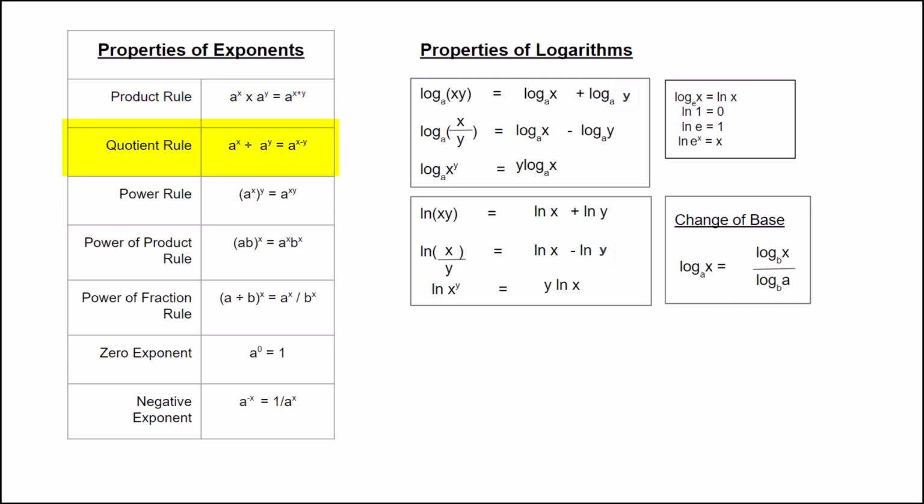And the quotient rule tells us that if you're dividing two terms that have the same base, but different exponents, that's equal to the base raised to the power of the difference of those two exponents. The power rule says that if you have a base raised to a power, and that entire thing is raised to a power, it's the same thing as that base raised to the product of those powers.